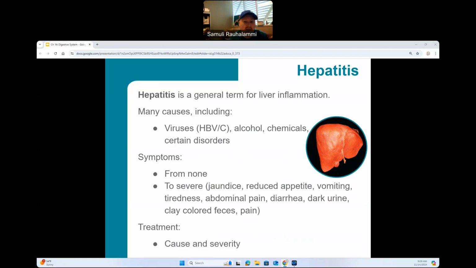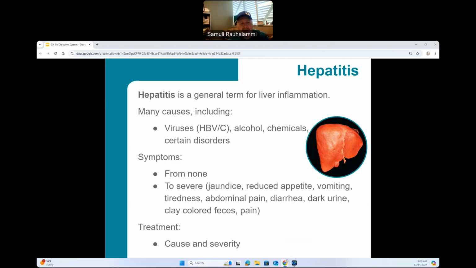The symptoms can vary from not having any symptoms at all to very severe. This could include, for example, yellowing, known as jaundice. It could include lack of appetite, vomiting, feeling tired, or, not surprisingly, abdominal pains, diarrhea, dark urine, dark reddish bowel movements, pain, and so on. The treatment would depend on the cause and severity.